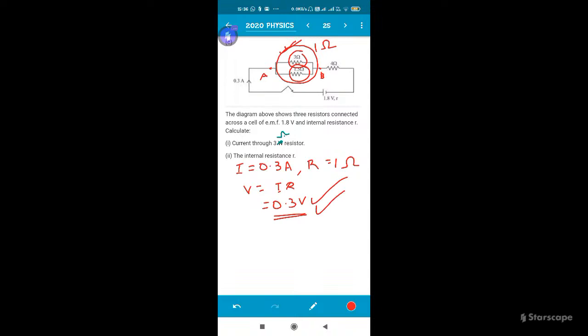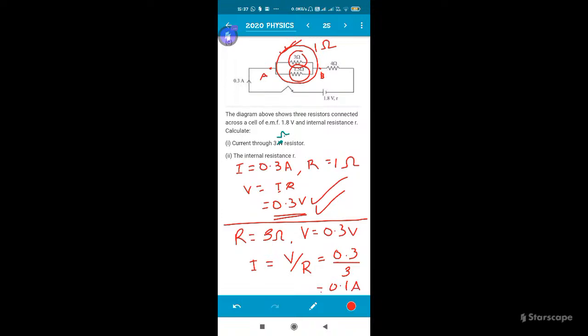Now how do we find the current through the 3 ohm resistor? The resistance is 3 ohm. The potential difference is 0.3 volts. So what will be the current? We know from Ohm's law, V equals IR. So I will be equal to V by R. That means 0.3 divided by 3, which gives you 0.1 ampere. So this is the answer.